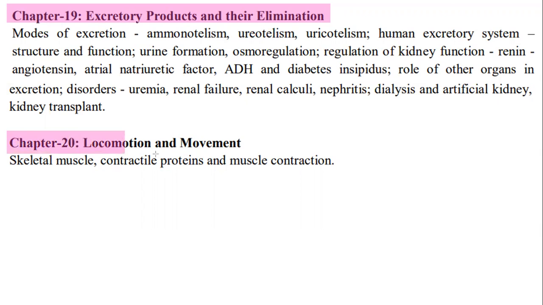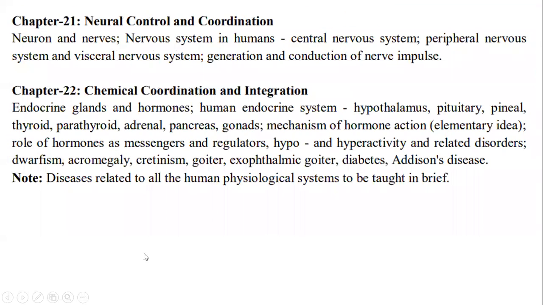And after that comes chapter 20, locomotion and movement, from which you have to learn skeletal muscle, contractile proteins, and muscle contraction. These are the topics that you have to cover from locomotion and movement. So after that comes neural control and coordination, and the last part related to human physiology. Yes, neuron and nervous system in humans, central nervous system, peripheral nervous system, visual nervous system, generation and conduction of nerve impulse. All these are the topics that you have to cover from neural control and coordination.